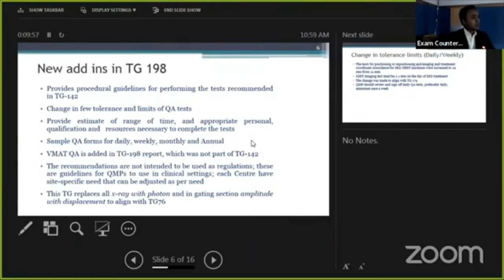This TG replaces all X-rays with photons. In previous reports, the word X-rays was used, X-ray output constancy, X-rays were used everywhere. So now in this report, they have replaced X-ray with photon. And in the gating section, the amplitude is replaced with displacement to align with TG76.